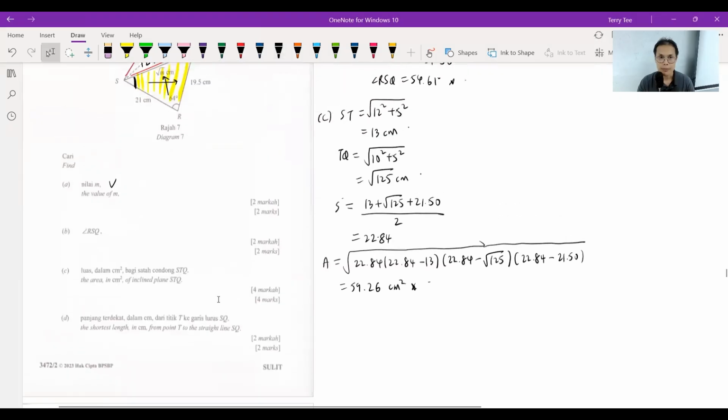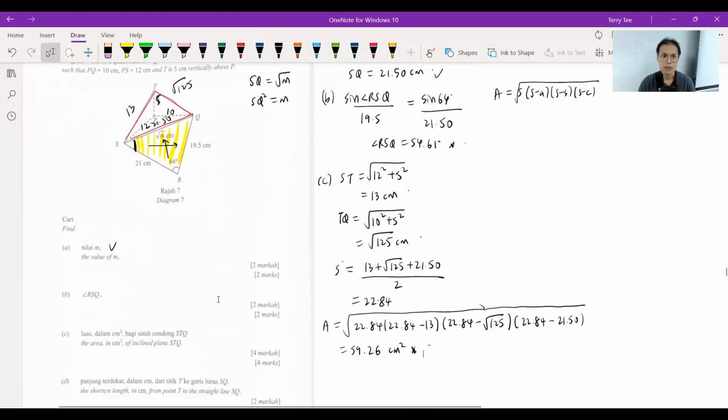Next we are finding panjang terdekat dari titik T ke garis lurus SQ. As you can see from here, this is titik T and this is garis lurus SQ. The panjang terdekat is the shortest distance. The shortest distance from a point to a line is the perpendicular distance. Yeah, jarak terdekat ialah jarak serenjang.